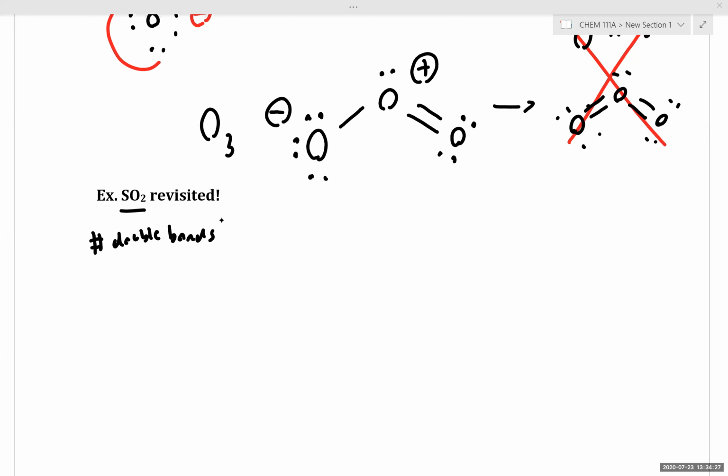Okay, so let's discuss this example. For antimony pentachloride, antimony is a 5A element. It contributes 5 electrons. Chlorine contributes 7 electrons, and we have 5 chlorines. That gives us 40 electrons to work with. We put antimony in the center, and we surround it with our 5 chlorine atoms. Then we form one bond each. We've used up 10 electrons. We have 30 electrons remaining. And now all we have to do is place our lone pairs on chlorine.